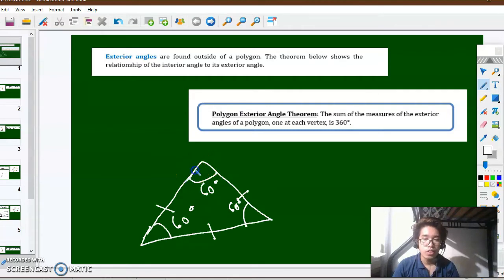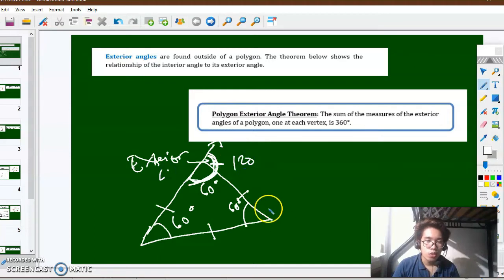Now, if you form an exterior angle outside of it, what we have here is a line. If that's a line and this is 60 degrees, then we can make a line that will continue here, or that would coincide there with the 60. So we have 180 degrees minus 60 degrees. That means the measurement of this exterior angle, so that's an exterior angle, is actually 120 degrees.